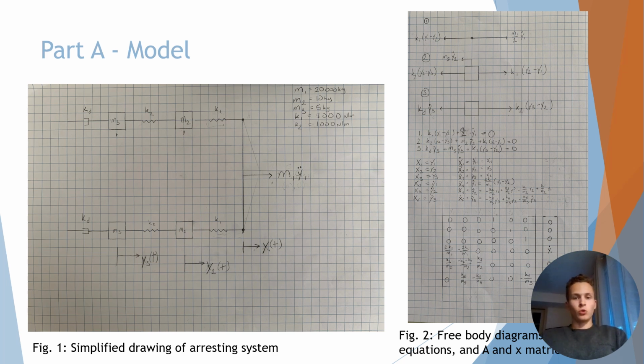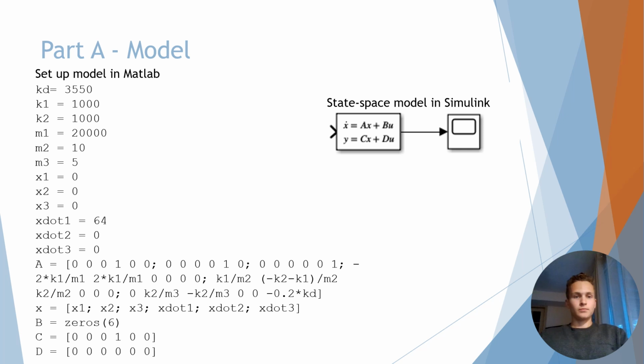K1 represents the total stiffness of the first cable. K2 is the stiffness of the second cable. Kd is the damping constant such that the jet will safely decelerate.